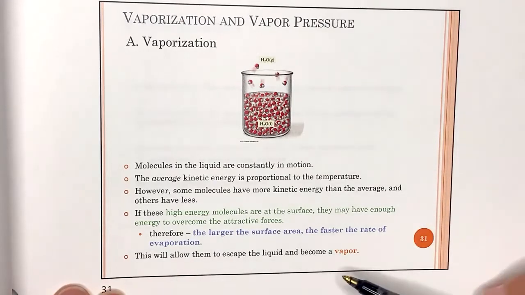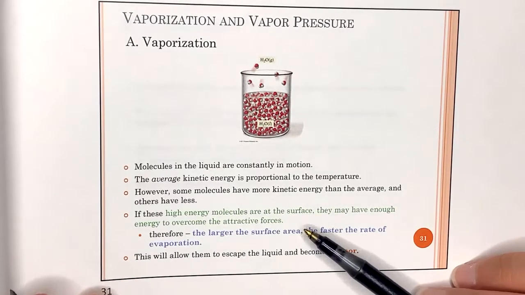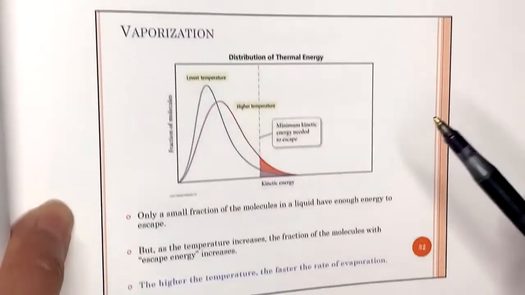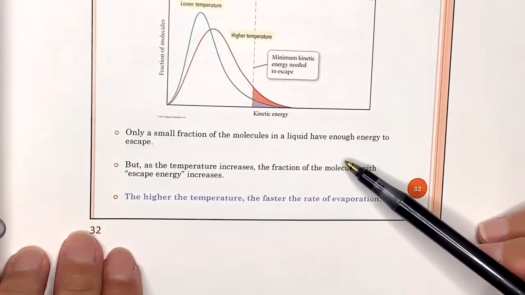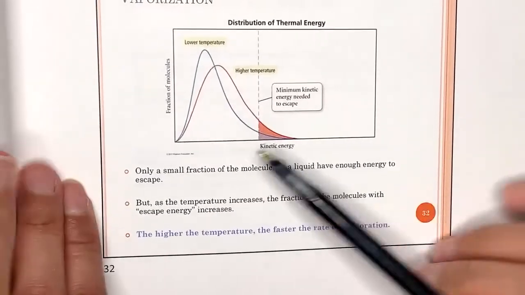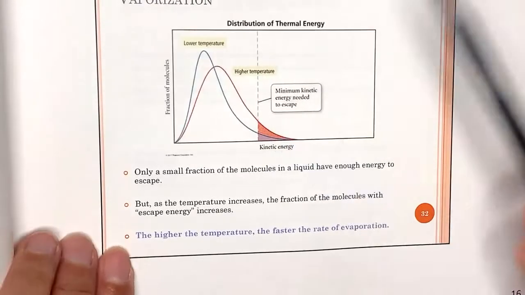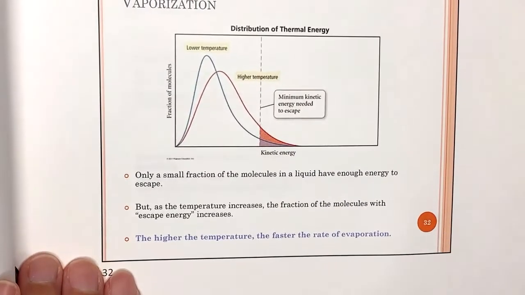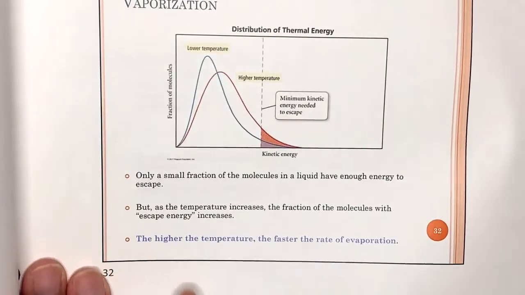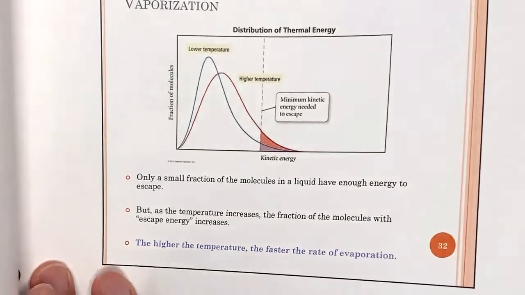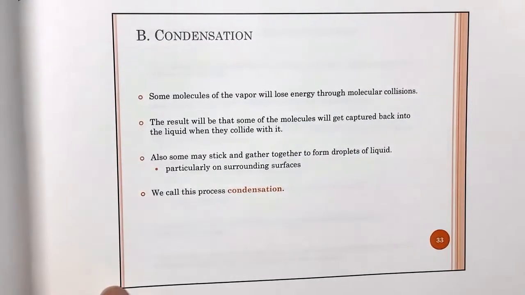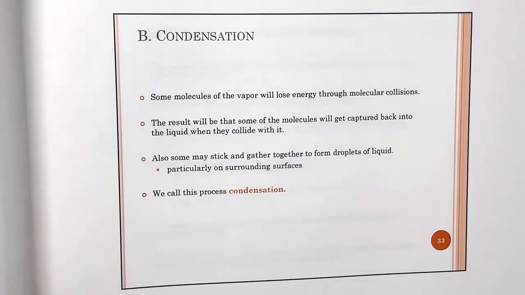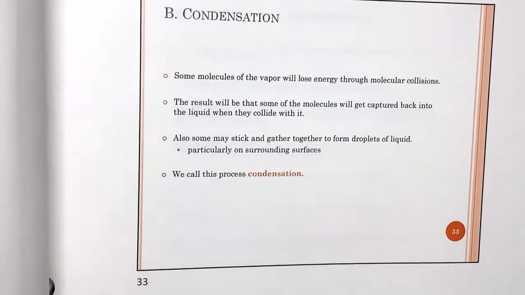So it depends on the surface area and the temperature, okay? They show you here, the higher the temperature, the more of them evaporate. So you can see higher temperature, more of them can evaporate, the evaporation speeds up, okay? So higher surface area and higher temperature. And then condensation is the opposite of vaporization. So we go the opposite direction from gas to liquid, okay?